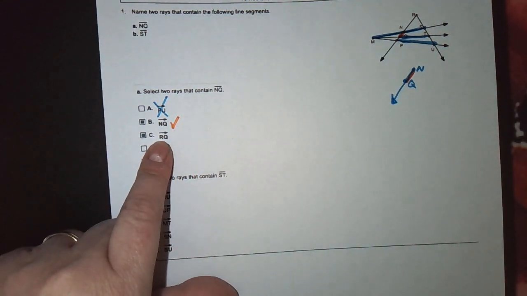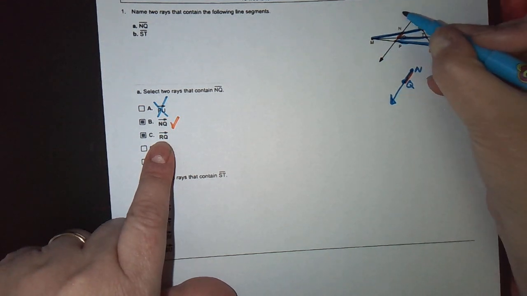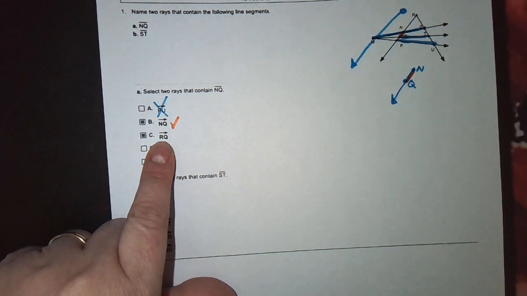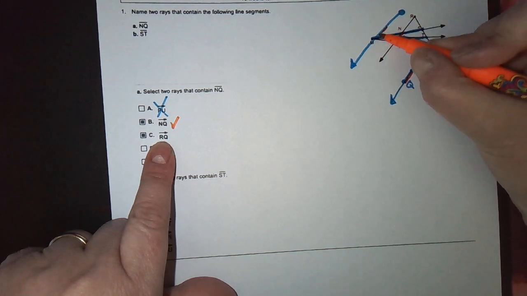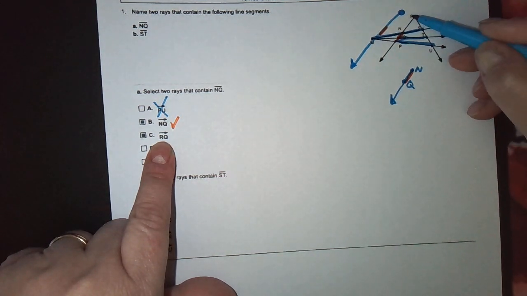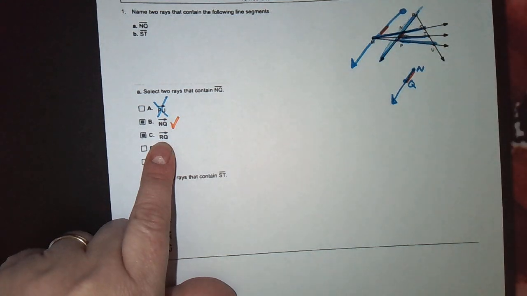Let's look at RQ. Where's RQ? RQ is the whole thing from the top all the way to the bottom. And it looks like NQ is right on a piece of it. See, this NQ is on top of this whole RQ. So that's also the answer.